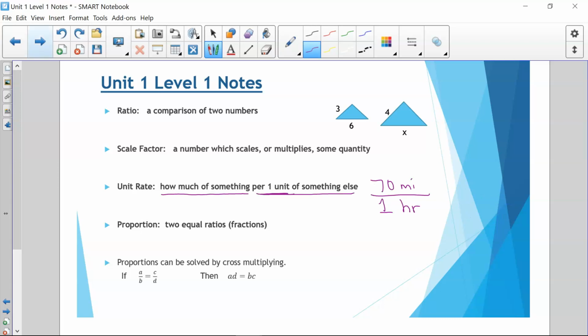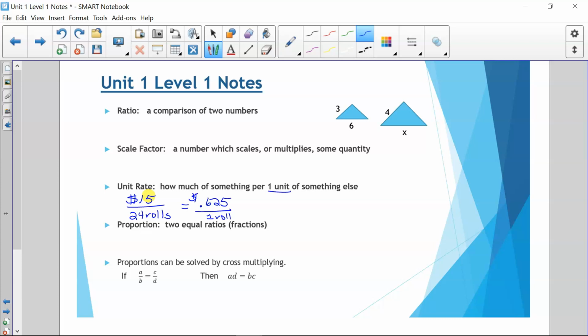Rates are very helpful when it comes to shopping. So if I were buying 24 rolls of toilet paper for $15, it'd be $15 for 24 rolls. Now I can find that unit rate by dividing 15 divided by 24, which is 0.625, and that would be about 63 cents per 1 roll.